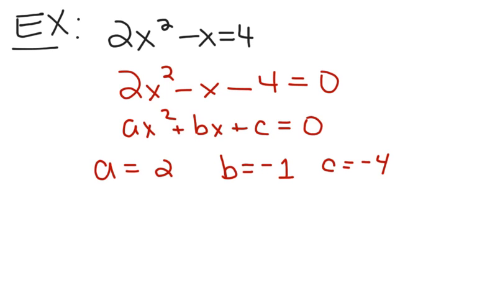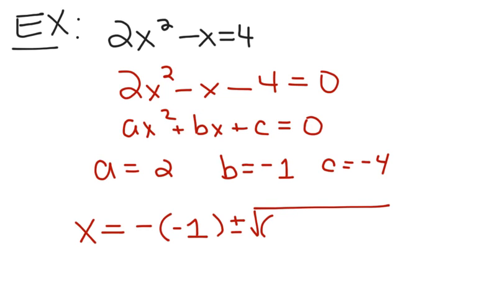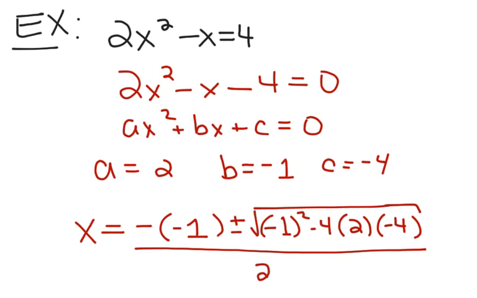After you identify a, b, and c, the next thing you're going to do is plug those numbers into the quadratic formula. So x equals negative b plus or minus the square root of b squared minus 4 times a times c, all over 2 times a. We're going to simplify this in parts.